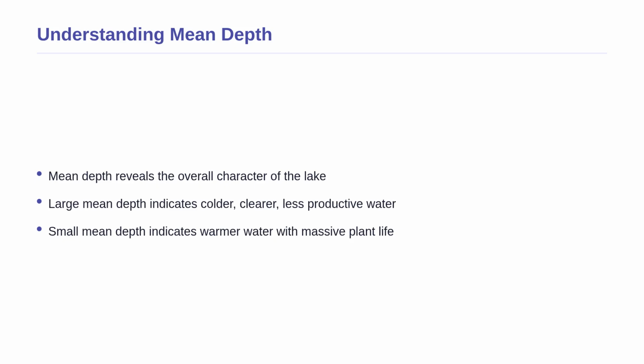A lake with a very large mean depth will generally be colder, less productive, and have clearer water. Conversely, a lake with a small mean depth will be warmer, grow more algae, and support a massive amount of plant life. It is a fundamental indicator of how the lake will behave ecologically.